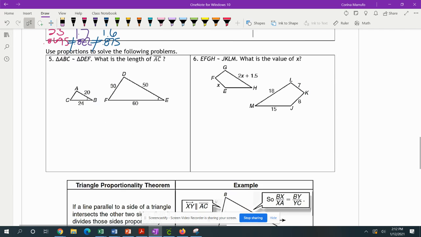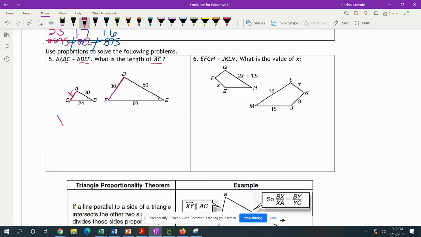Okay, the next one says use proportions to solve the following problem. So triangle ABC is similar to triangle DEF. What is the length of AC? Okay, so they're already telling us that they are similar. So all we gotta do is, if we're looking for the length of AC, I'm gonna go ahead and put an X here for AC. And so this goes with this. Okay, so AC goes with DF.